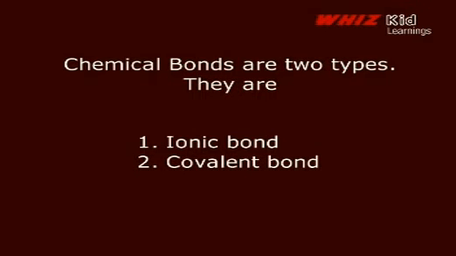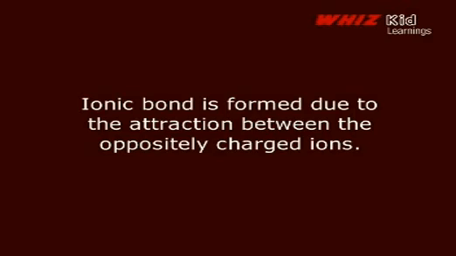Types of bonds. Chemical bonds are of two types. They are 1. Ionic bond, 2. Covalent bond. Ionic bond. Ionic bond is formed due to the attraction between the oppositely charged ions.